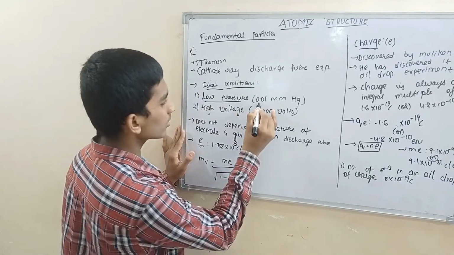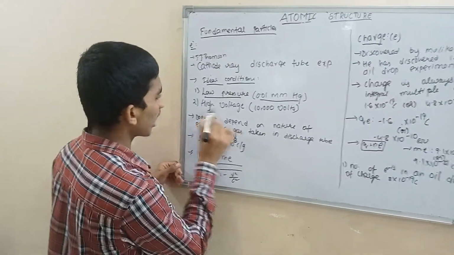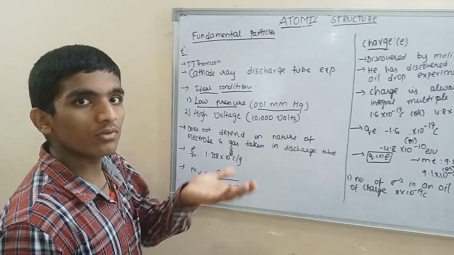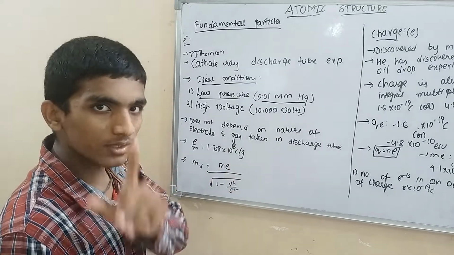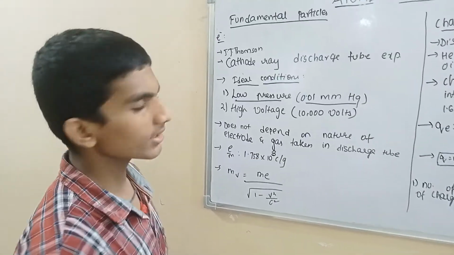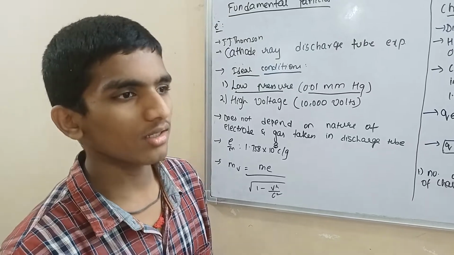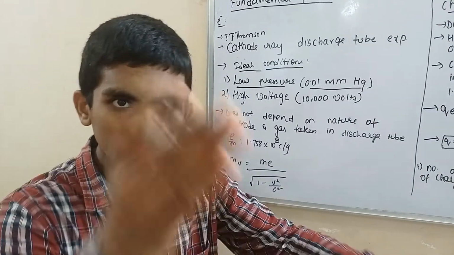Low pressure, 0.01 mm Hg, mercury. High voltage, which means a large amount of electricity is sent in, about 10,000 volts. It does not depend on the nature of the electrode and the gas taken in the discharge tube. What I have said is that any gas we can take, and for the electrodes, a positive electrode and a negative electrode.